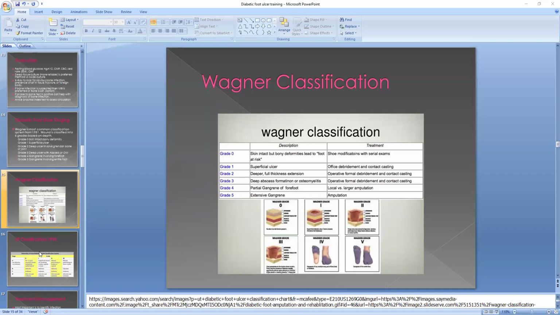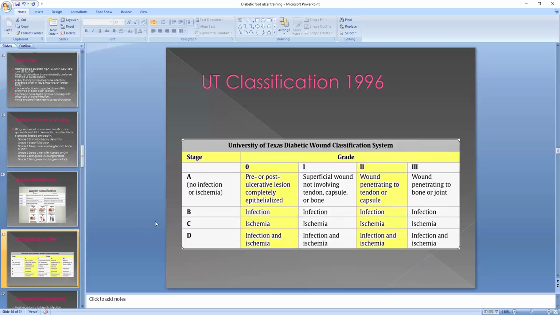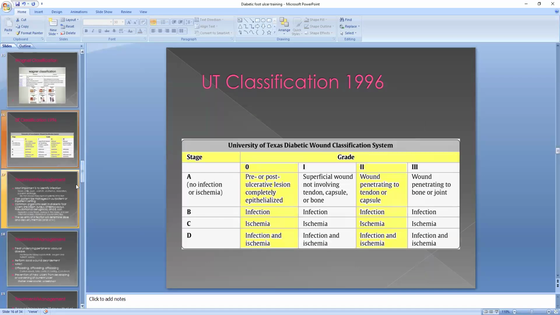There's another classification called the UT classification system. You can be familiar with this one. I rarely see it used, so I just think the Wagner's has been the most common that I've come across.